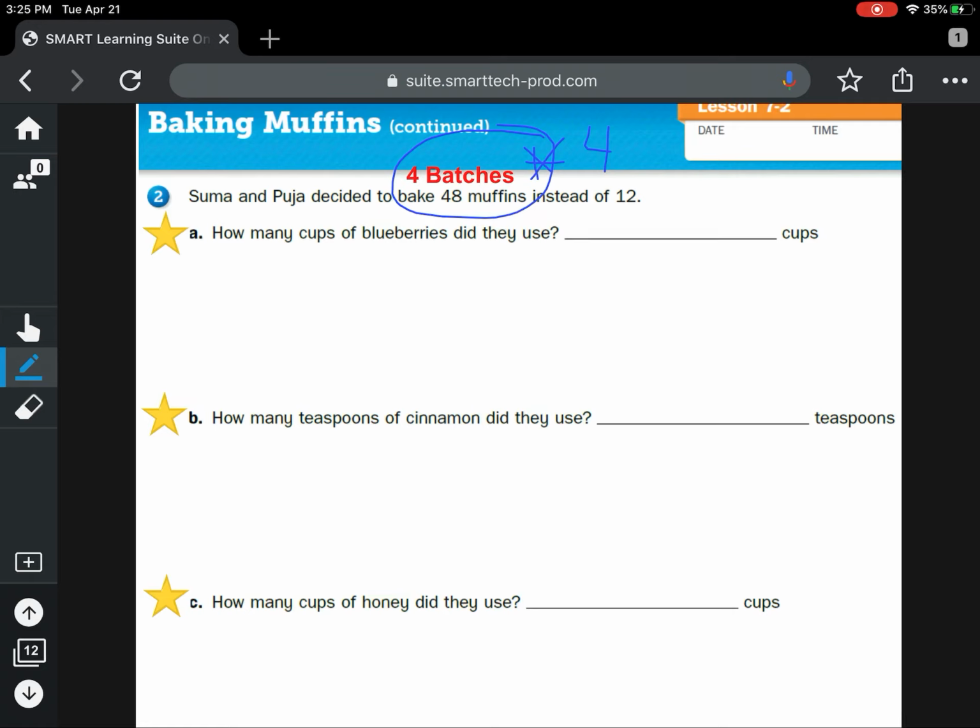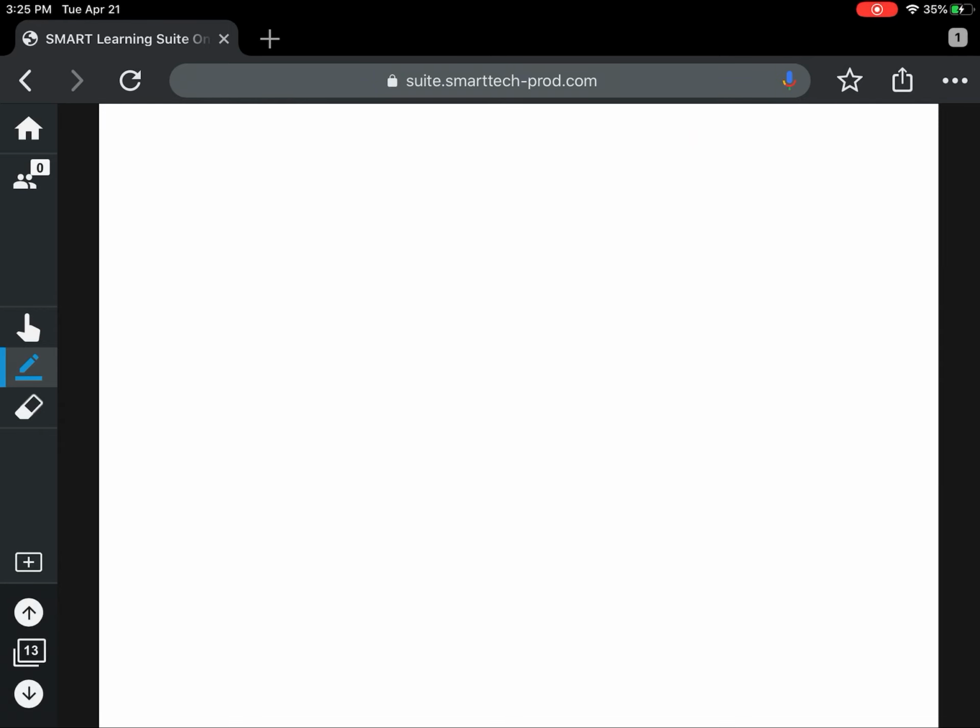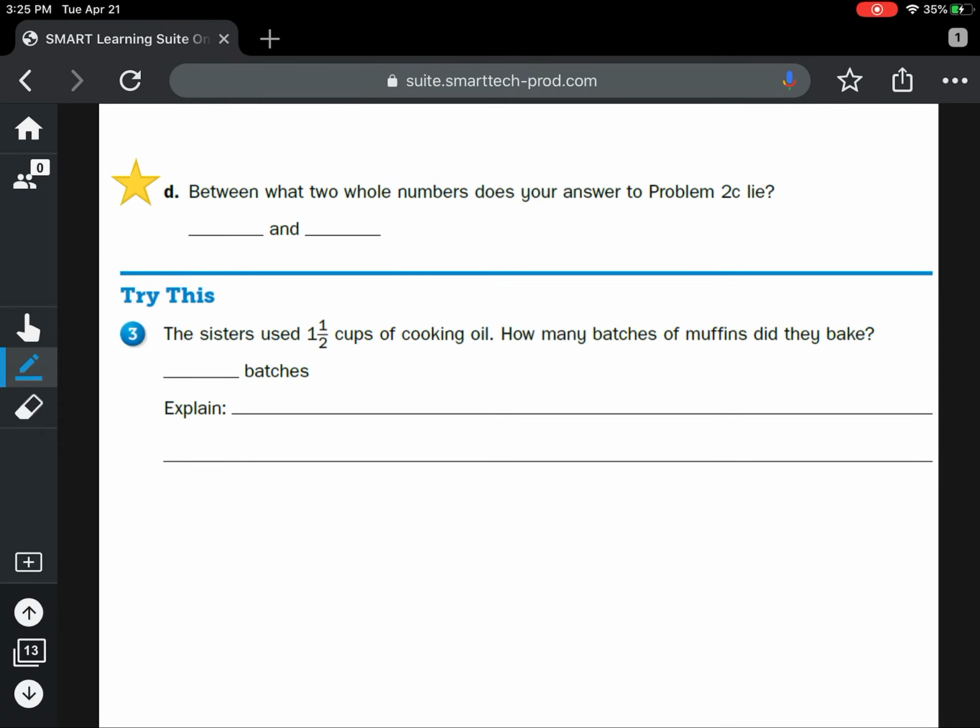You're going to do that for part A, part B, part C, and part D is just like part D from number 1, where you have to talk about the whole numbers where your answer lies. So now you can turn this video off, solve the problems for number 2, part A, B, C, and D, and then once you have those done, you can go on to part 3 of today's lesson.